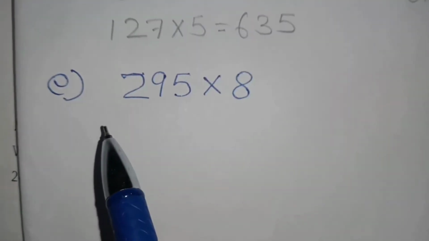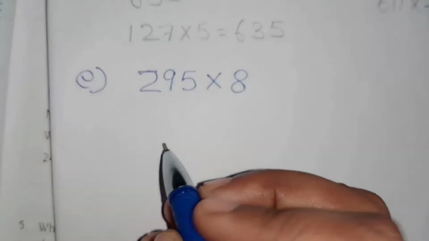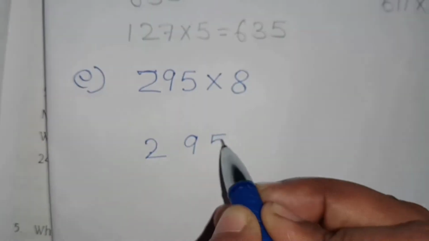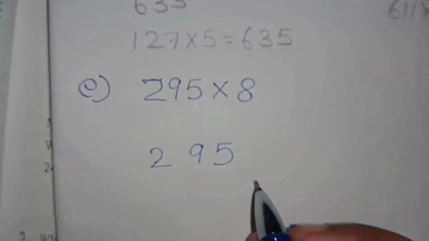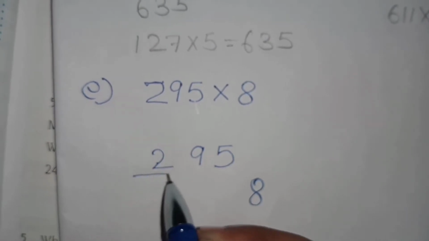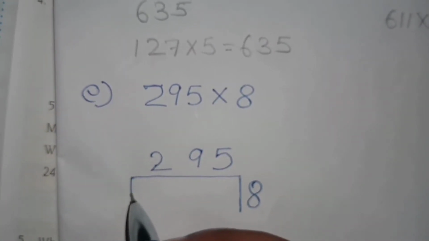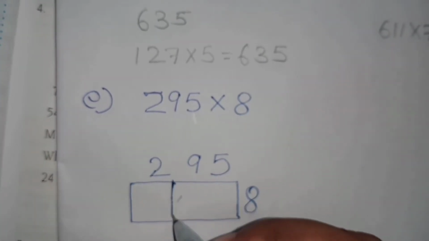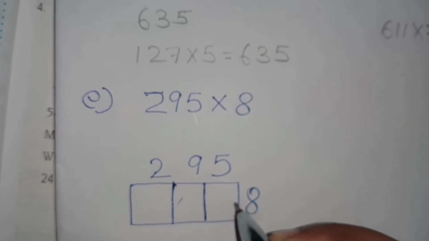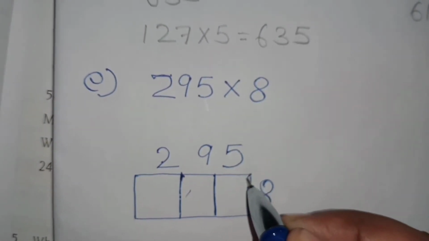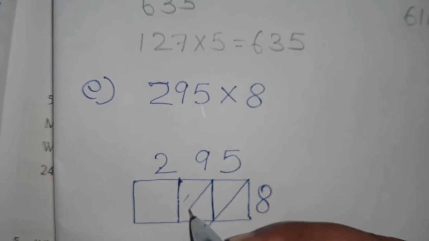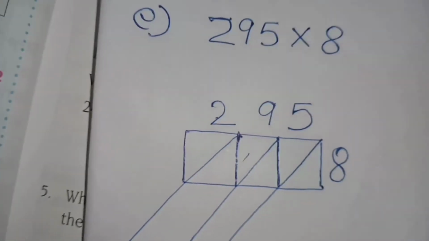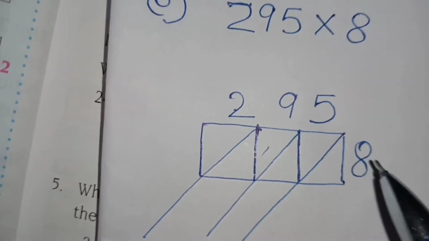Let us do some more questions. Now let us do question number E. What is the first step? We will write this multiplicand. Now we will write this multiplier here. Then we will make a box. How many columns are there? 3 columns and 1 row. Now we will divide this box. Okay, divided. Now we will multiply.